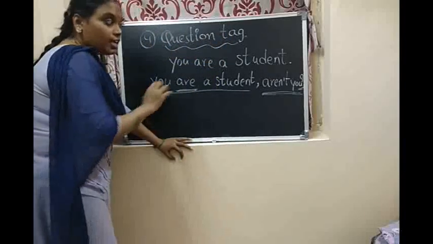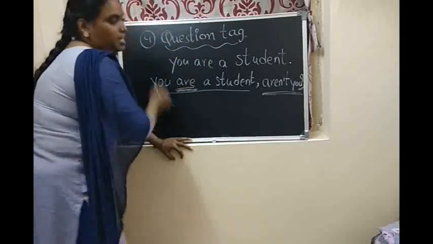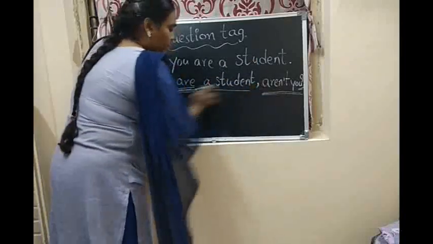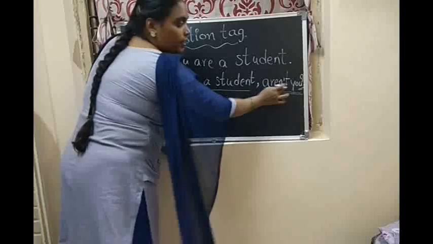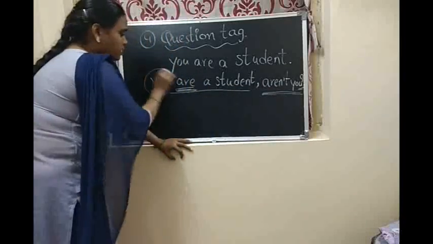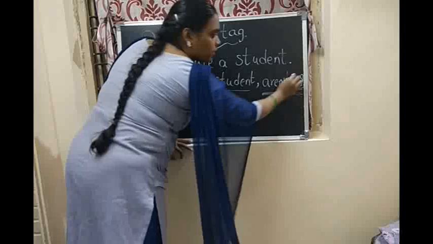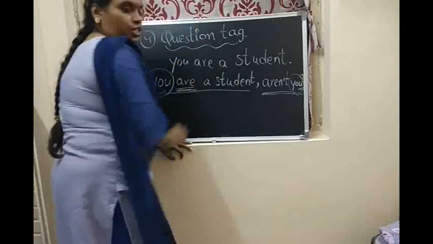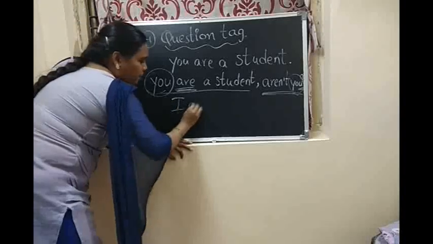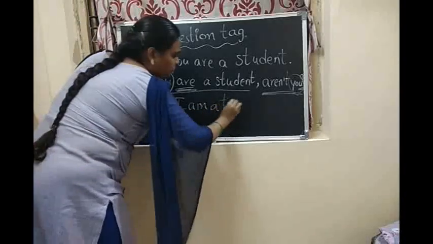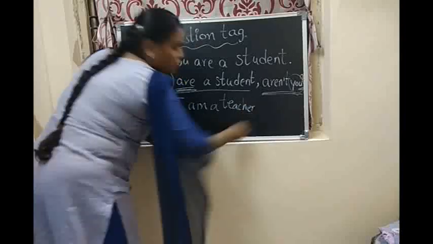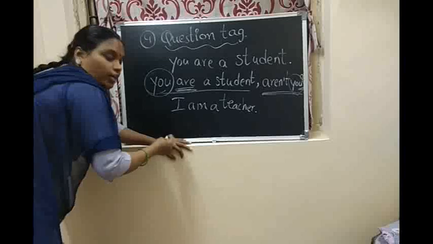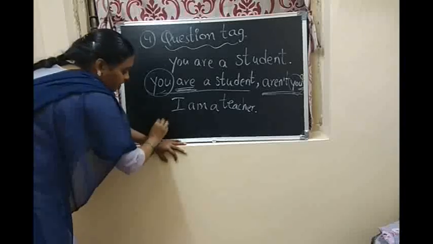What did I change here? "Are" is there, so I wrote the same "are." So I wrote the be form here. Here it is positive, nothing negative there, so I wrote negative. And the subject I wrote next. This is a question tag. Again, one more example. I am a teacher. This is a statement. Now, how can you change this one? Write the statement.